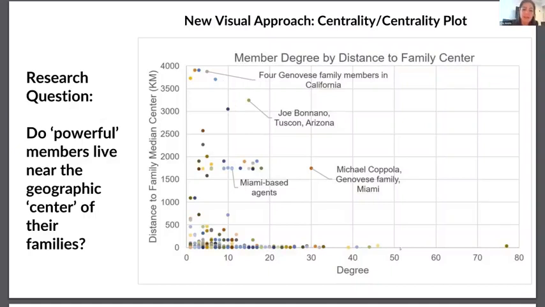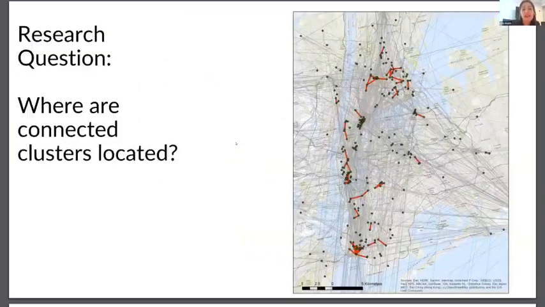So as you can see by this plot, there isn't really a clear connection between these, but it was good for descriptive analysis. So our final research question for this data set is, where are connected clusters located? This map over here shows the New York agents and whether their closest connections are here in red, and we only highlighted the connections that are very, very close.